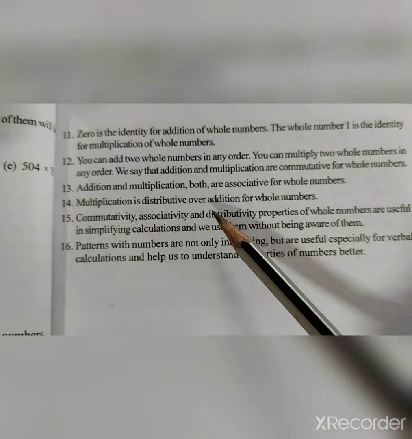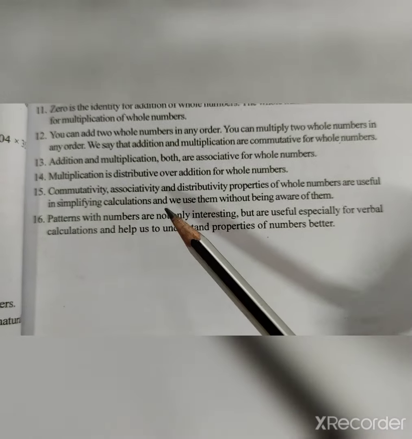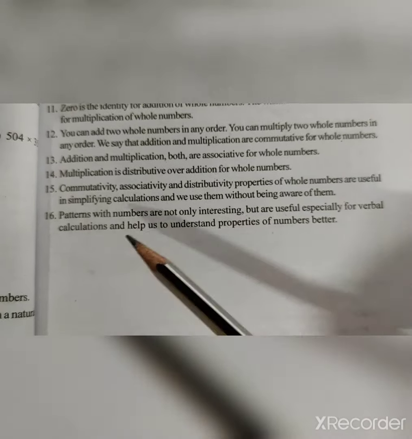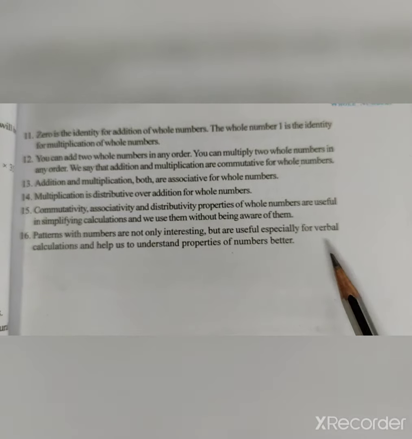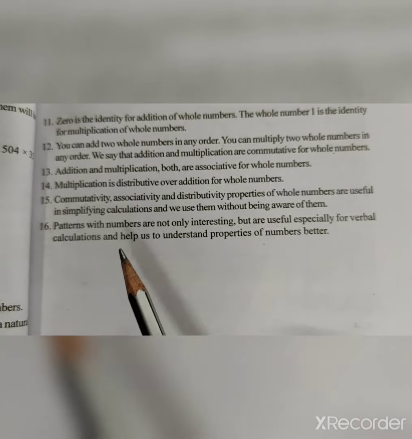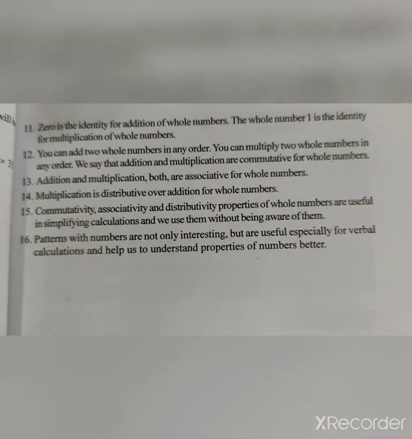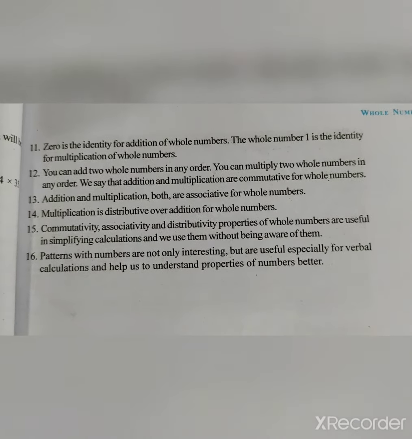Commutativity, associativity and distributivity properties of whole numbers are useful in simplifying calculations, and we use them without being aware of them. Patterns with numbers are not only interesting but are useful, especially for verbal calculations, and help us to understand properties of numbers better. Okay, so here chapter 2 is finished. Now revise the chapter. Okay.